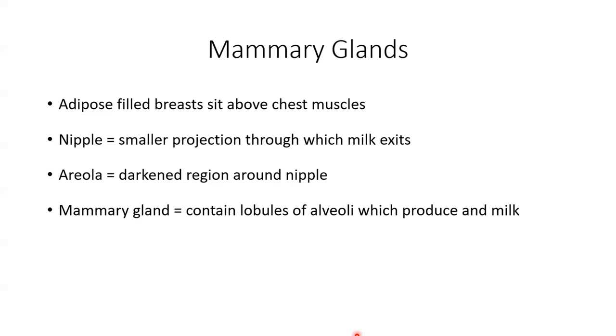And that is it for the anatomy of the female reproductive system. In the final lecture, we will cover the process of oogenesis, or egg production, in the female reproductive system, fertilization and implantation, and then pregnancy.